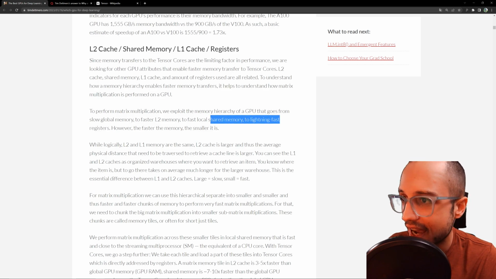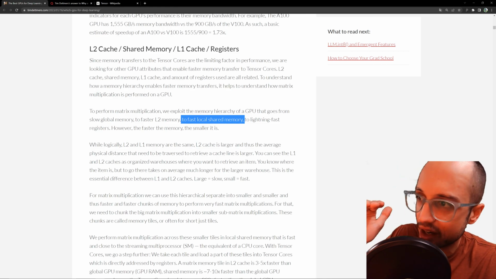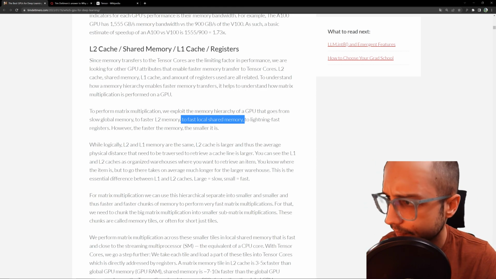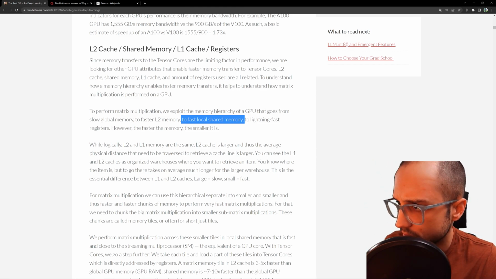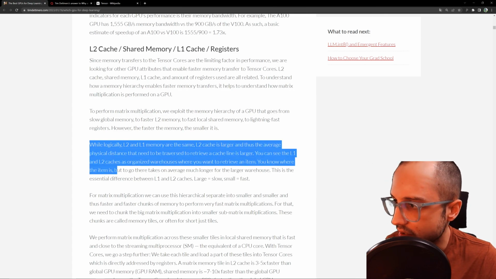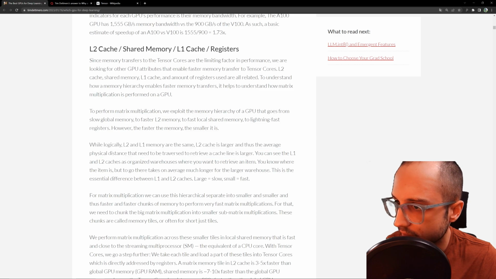L1 is the next level from that hierarchy, then L2 is the next level from that hierarchy, and then global memory is the highest level. While logically L2 and L1 memory are the same, L2 cache is larger, and thus the average physical distance needed to reach a cache is larger.